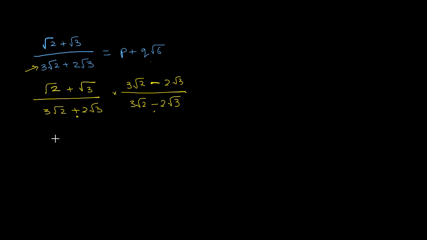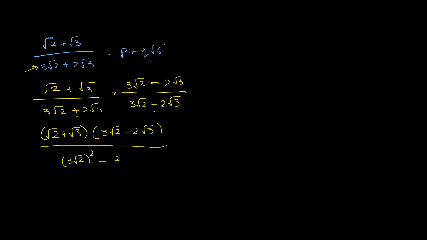So let's multiply these ones. I'll multiply this step by step. Just let's try to understand this. So that will be root 2 plus root 3. Put the brackets because this is going to be multiplication of binomials, 3 root 2 minus 2 root 3, divided by a plus b into a minus b. This is actually going to be a square minus b square. 3 root 2 whole square minus 2 root 3 whole square.